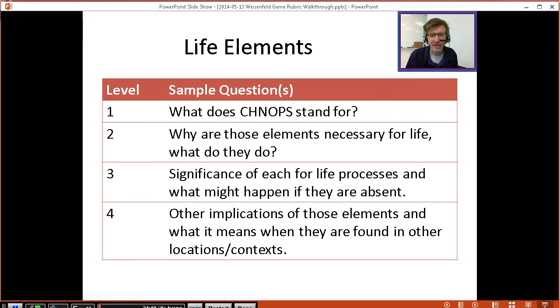This should be in your project. What is the significance of these elements for our life processes? What might happen if they're absent? Do some worst case scenarios there. And then there are other implications for these elements if they're found. Does it mean there was life there or not? What's true on Mars? You want to do some work on that, put that in your game. That's a level 4 for life elements.